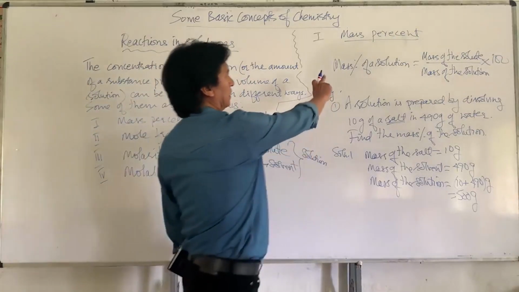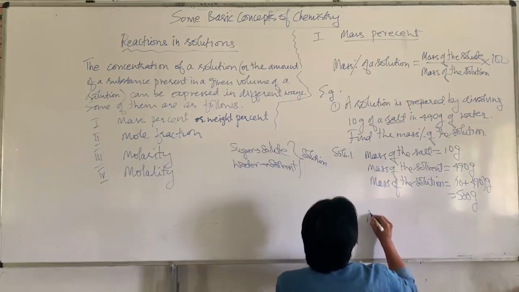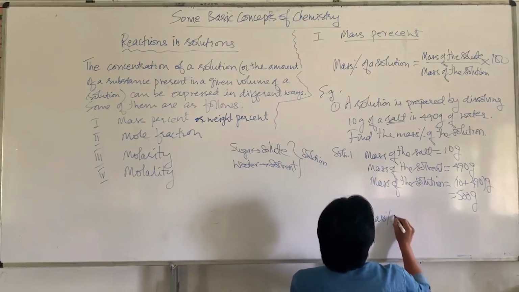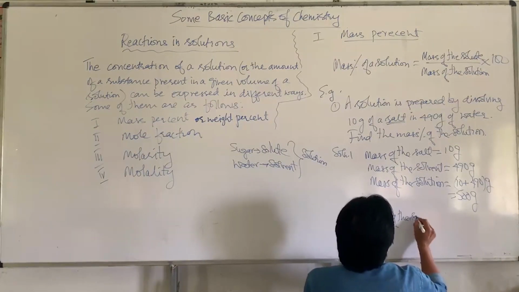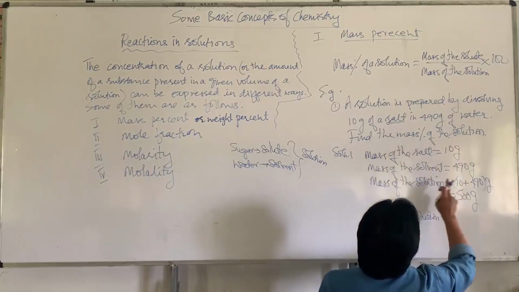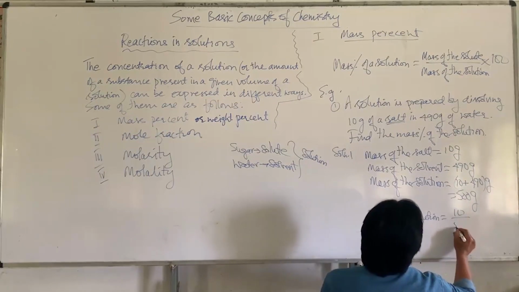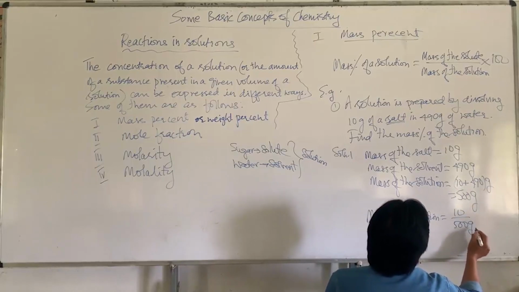So now, knowing the expression for mass percent of the solution, let's put it straight away. Mass percent of the solution is given by the mass of the solute, the salt, which is 10 grams, divided by the mass of the solution, which is 500 grams. So you don't have to write gram by gram, they get cancelled.